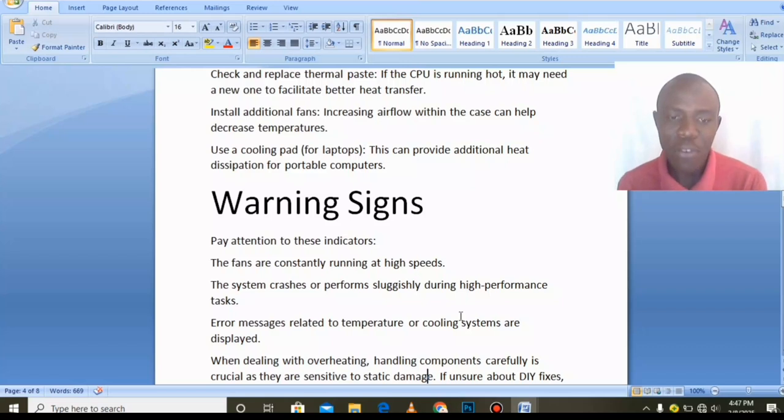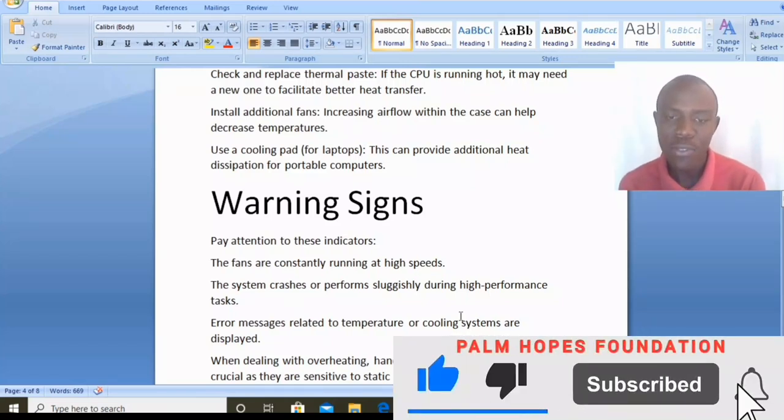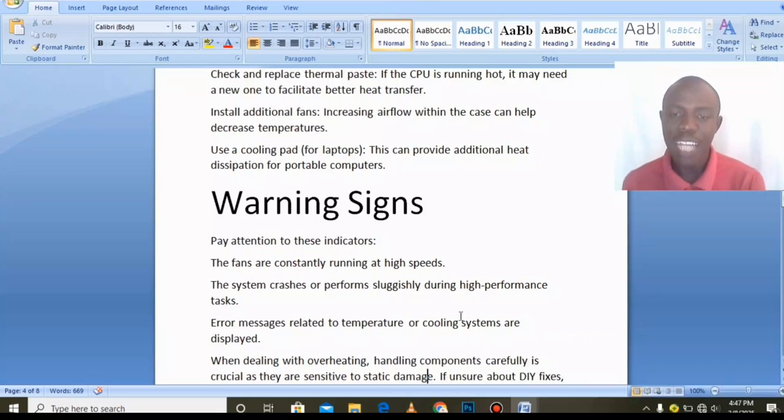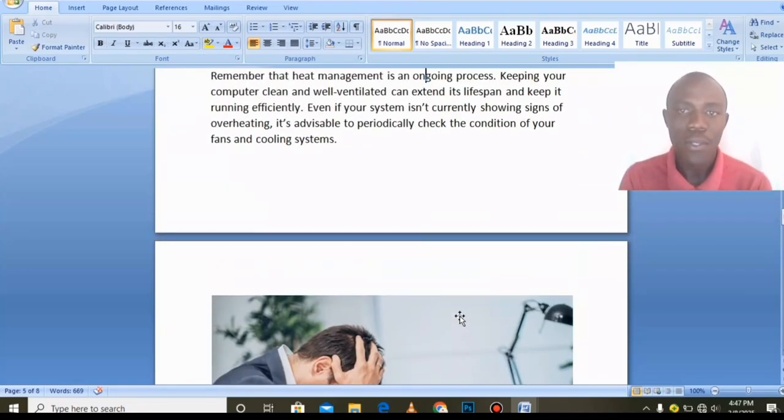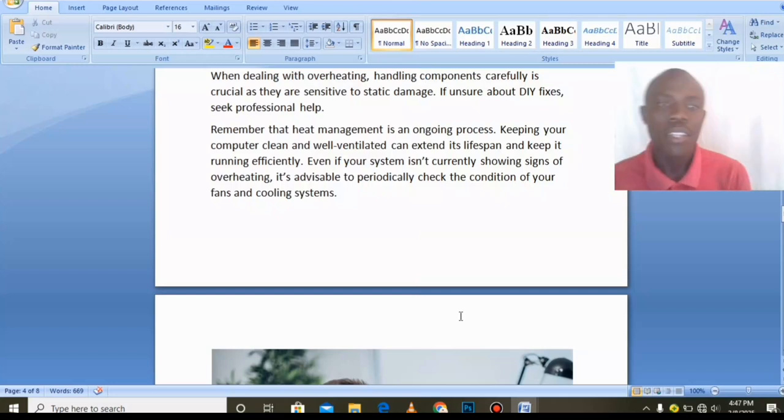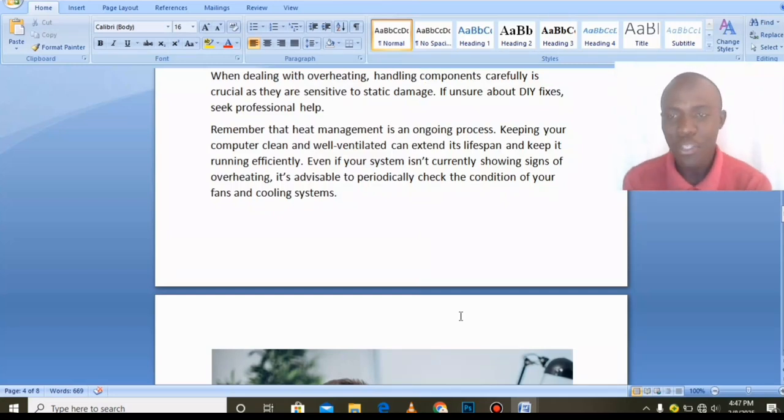When dealing with overheating, handling components carefully is crucial as they are sensitive to static damage. If unsure about doing it yourself fixes, seek professional help.